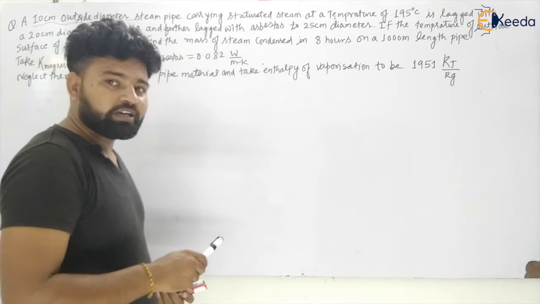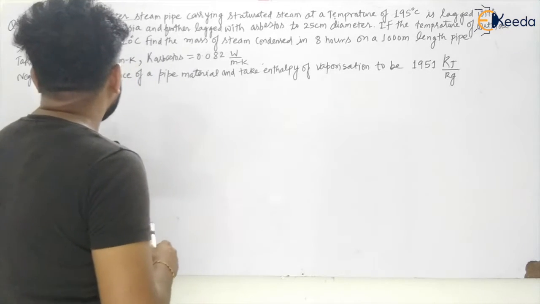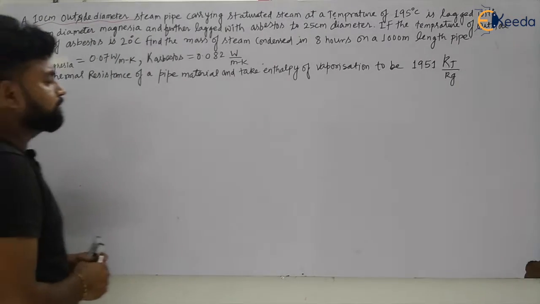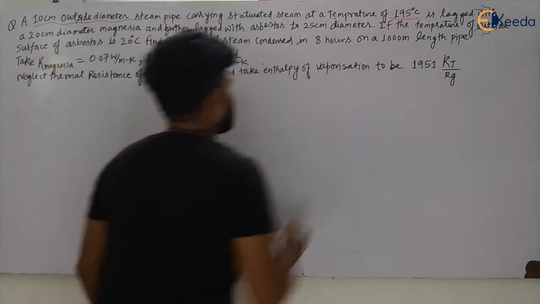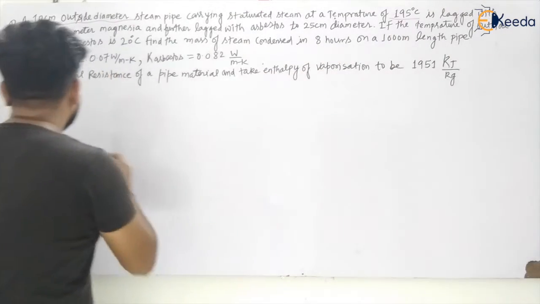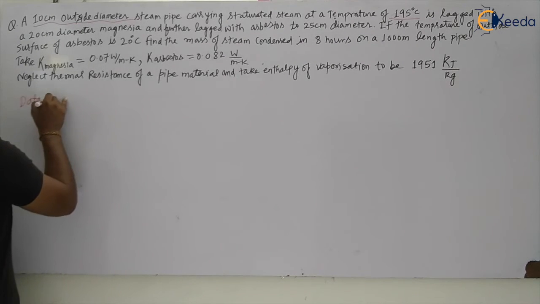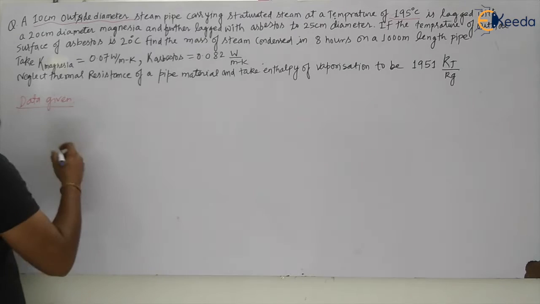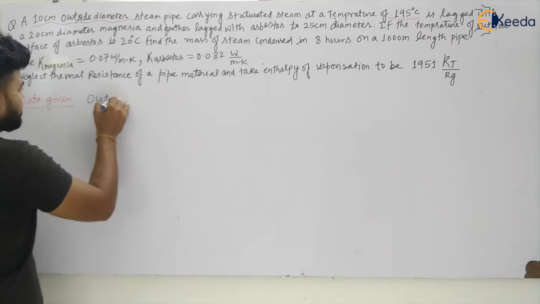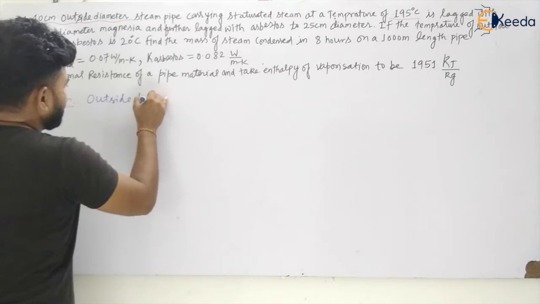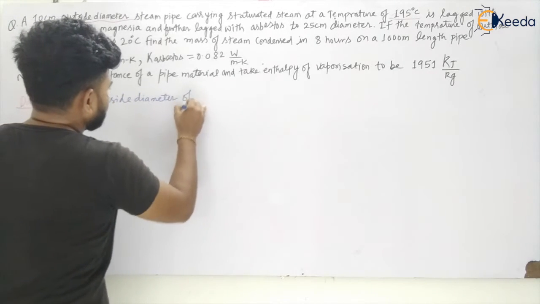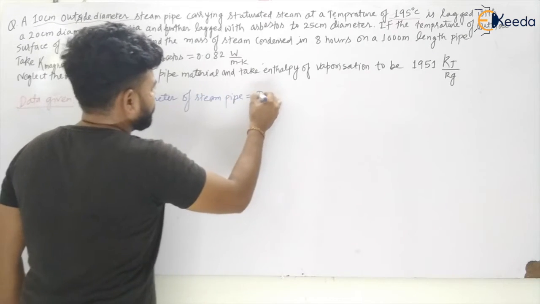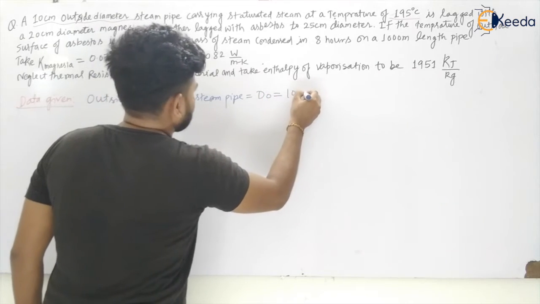So my dear students, what has been given is a 10 centimeter outside diameter steam pipe carrying saturated steam at a temperature of 195 degrees Celsius. So what are the data given? The outside diameter of the steam pipe, let us take it D naught, is given to be 10 centimeter, my dear students.